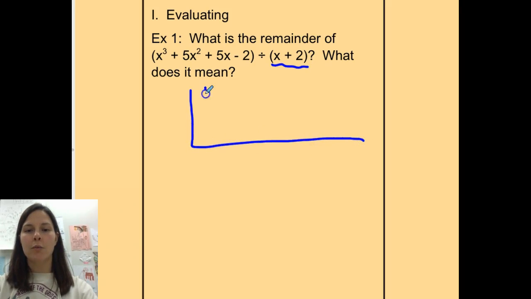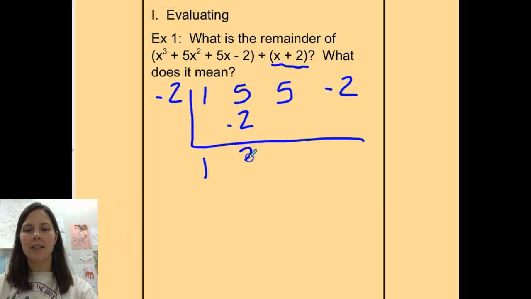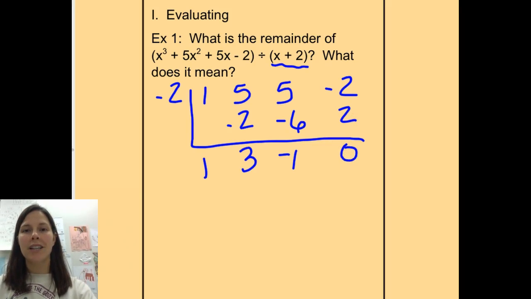using those coefficients: 1x cubed plus 5x squared plus 5x minus 2, pulling that positive 2 out of the absolute value symbol and putting it on the outside. Bring down your 1, multiply by negative 2, add, multiply by negative 2, add, multiply by negative 2, add. So the question says, what is the remainder? In this case, our remainder is 0.